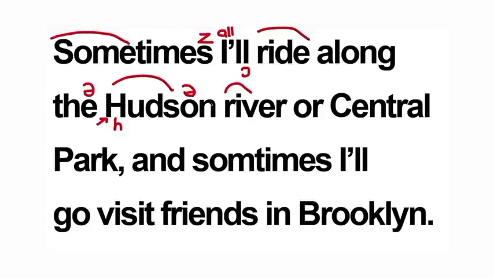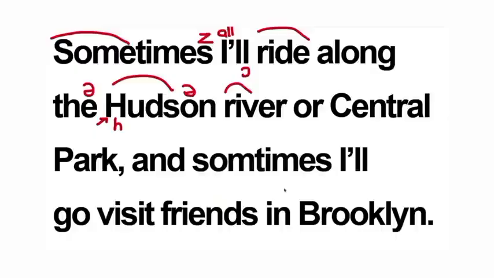Hudson River, the Hudson River, or in Central Park. I noticed I did not reduce the word or. That can be reduced to Hudson River or Central Park, but in this case I didn't. I said or. Wait, I just realized I missed the word in, or in Central Park. Do you hear how fast the word in is? Or in, or in Central Park.